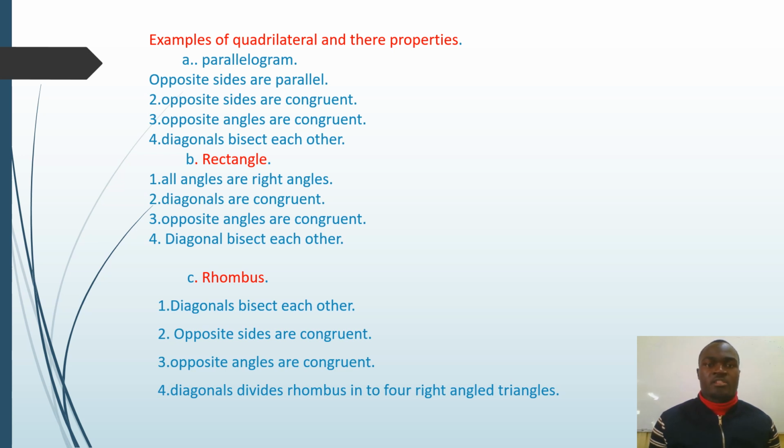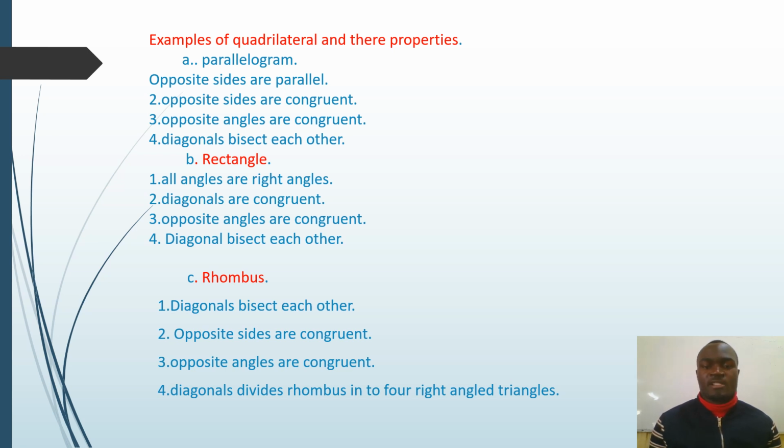Then the next quadrilateral is the rhombus. And the rhombus also has four sides. Property number one is diagonals bisect each other. As I've said, a rhombus is just a twisted rectangle. It's almost the shape of the rectangle, but it's just twisted. So it has almost the same properties as that of the rectangle.